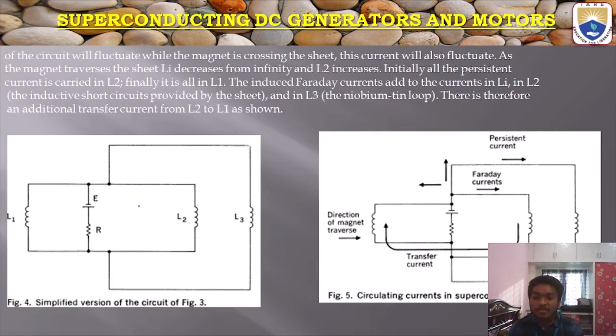Figure 4 shows the simplified version of the circuit in figure 3. In figure 3, there are some normal spots and so on. In figure 4, there's a simplified version of this argument.